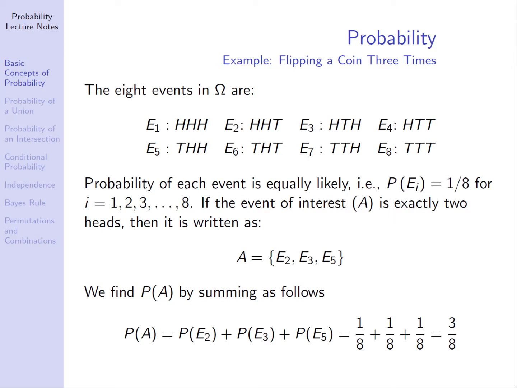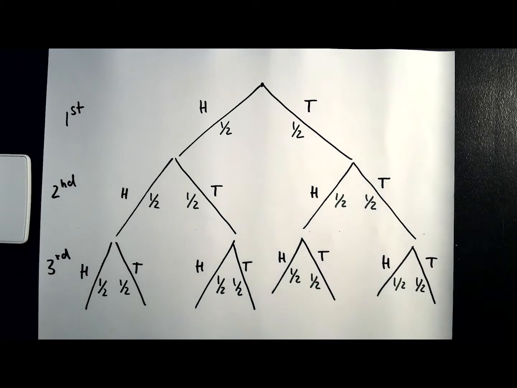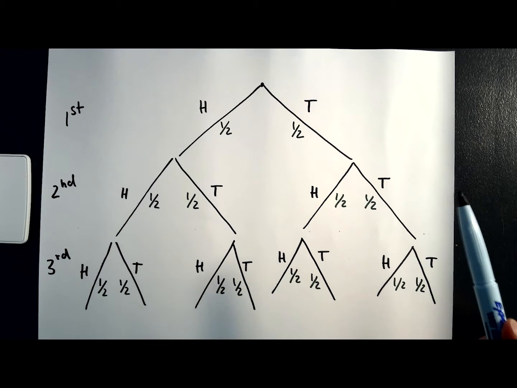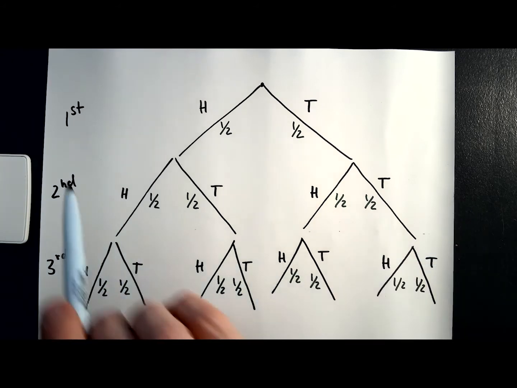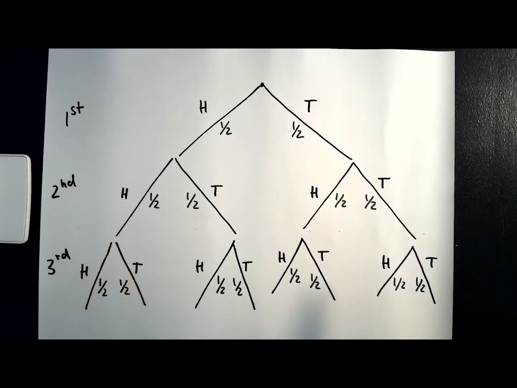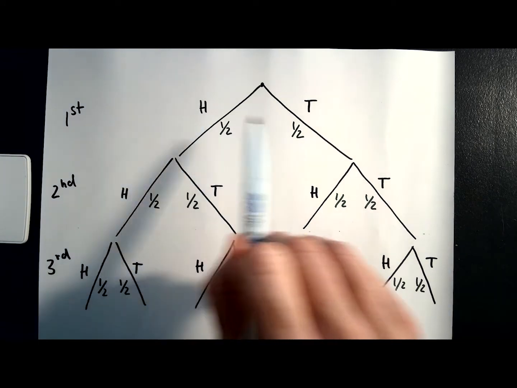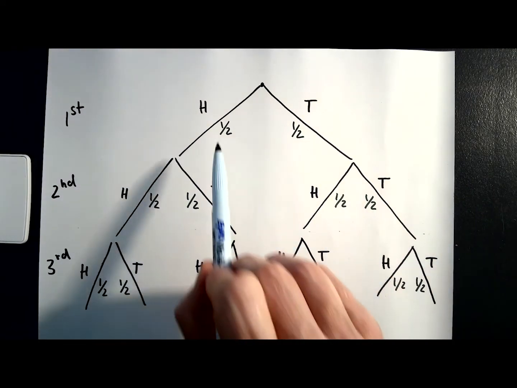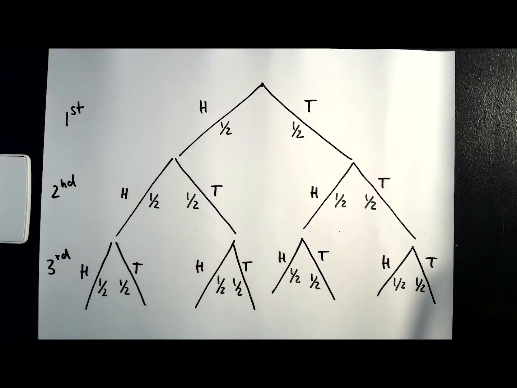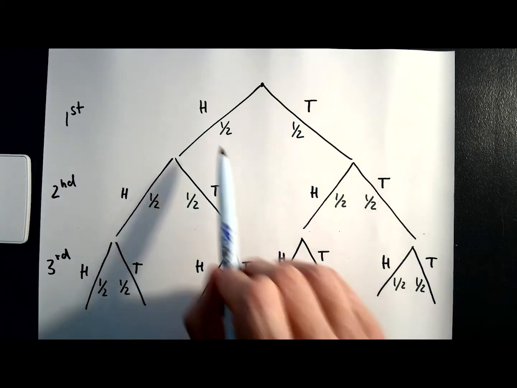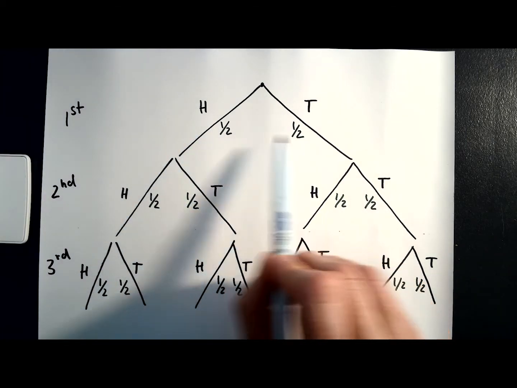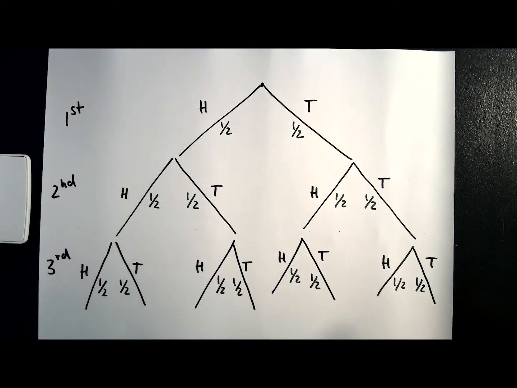Note that we can also use a probability tree to illustrate the concept of flipping a coin 3 times. What I have represented here is a probability tree, where we have the 3 coin flips, first, second, and third flip, and every time you flip a coin, you can obtain either heads or tails, and the probability is 1/2. Note that for a probability tree, the probabilities have to sum up to 1 for each level.